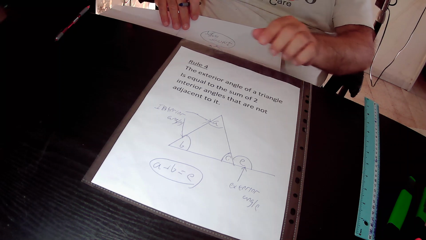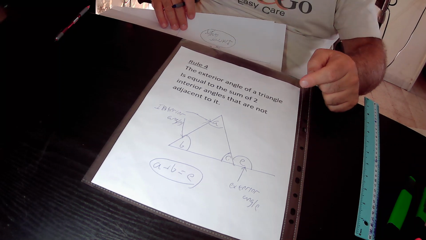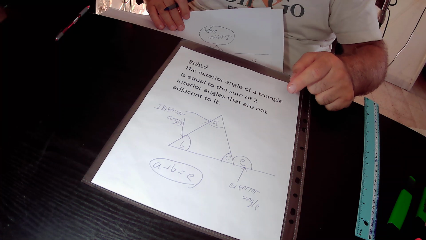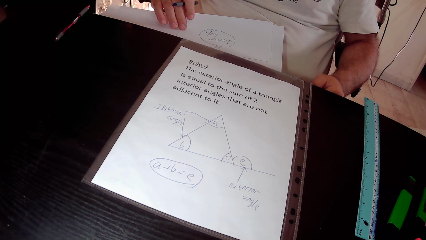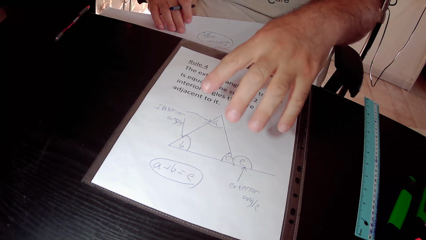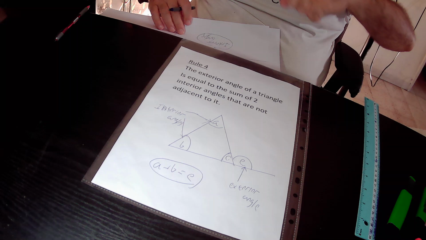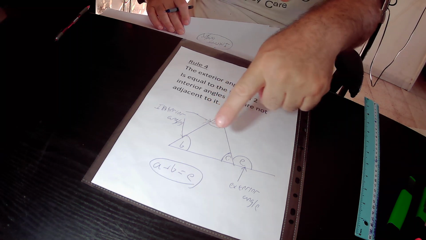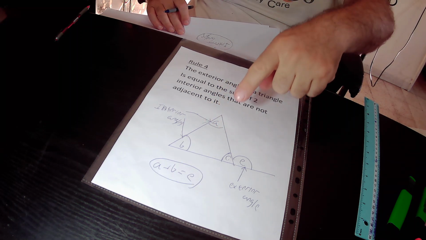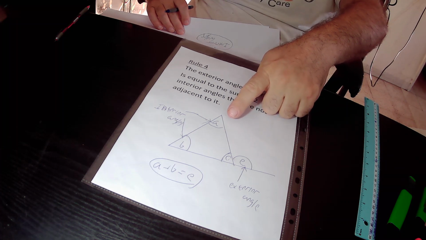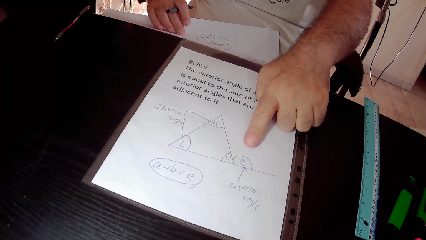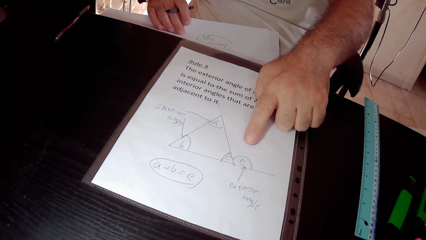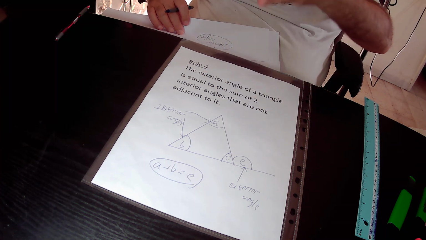According to rule 4, the exterior angle of a triangle is equal to the sum of the two interior angles that are not adjacent to it. So in the drawing we have this triangle. Inside this triangle we have those three angles A, B and C. They are all located inside this triangle, and therefore they are defined as the interior angles of this triangle. While this is angle E that is located outside this triangle, and therefore it is defined as the exterior angle of this triangle.